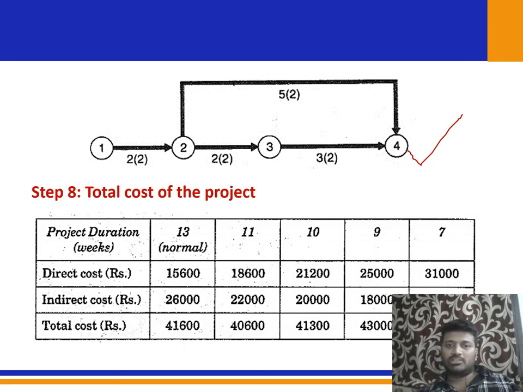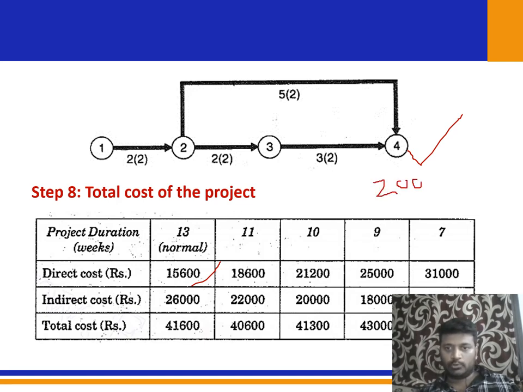Okay. So total cost of the project is, we have found out the direct cost of each and every duration, each and every stage of crashing. Okay. So in 13 weeks, we will have this cost, and 11 weeks, we have found out 18,600, and similarly for 10 weeks and 9 weeks and 7 weeks. So we have found out the direct cost, but indirect cost we need to find out here. Okay. Indirect cost is nothing but, they are given in the question, that is indirect cost of rupees 2000 per week as a project overhead cost, 2000.